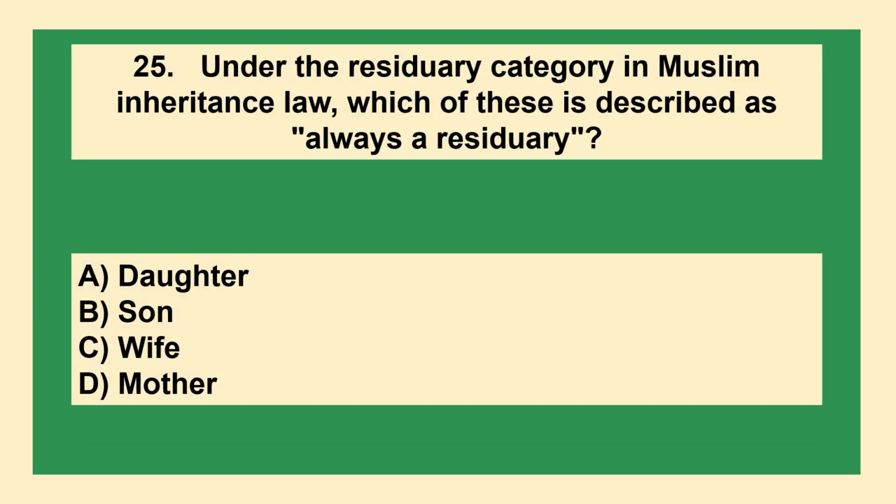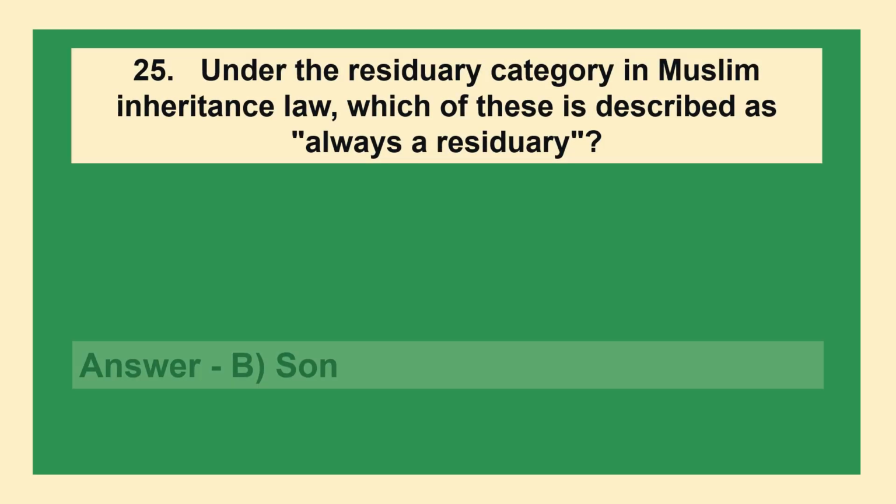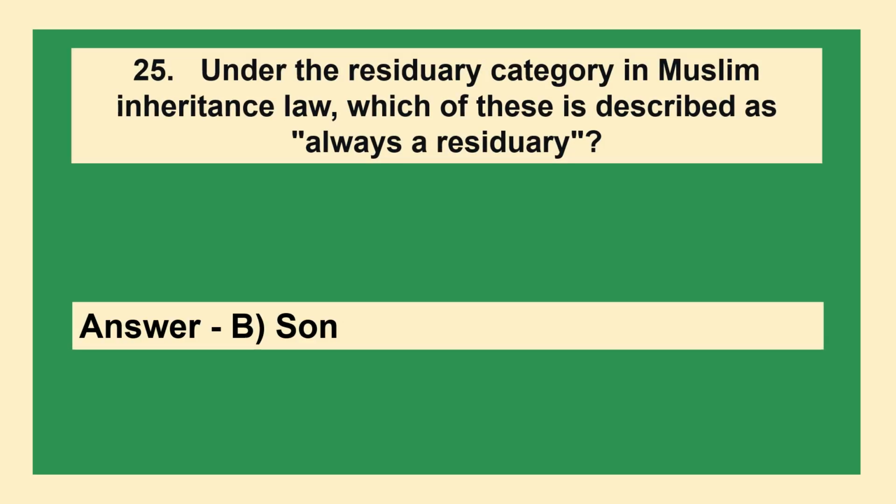Under the residuary category in Muslim inheritance law, which of this is described as always a residuary? Option A, daughter. B, son. C, wife. D, mother. The answer is option B, son.